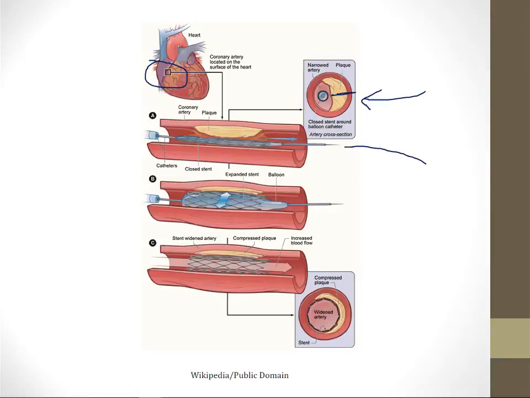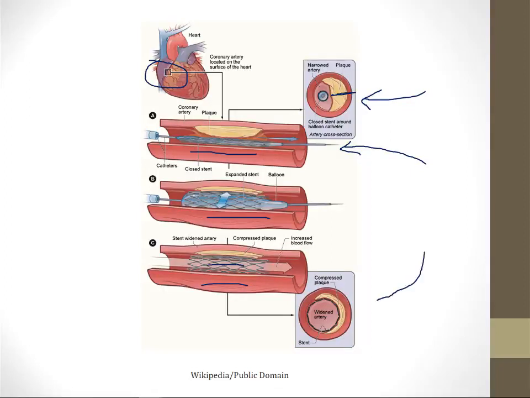We then take a wire and we thread it across the plaque. The wire holds a deflated balloon and a non-expanded coronary stent, in other words, a collapsed coronary stent. The balloon is then inflated, and when it's inflated, it pushes the plaque against the wall, and in addition, it expands the metal stent. The balloon is then deflated and removed, but the stent is left behind.